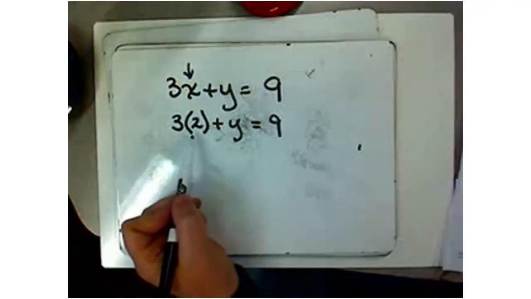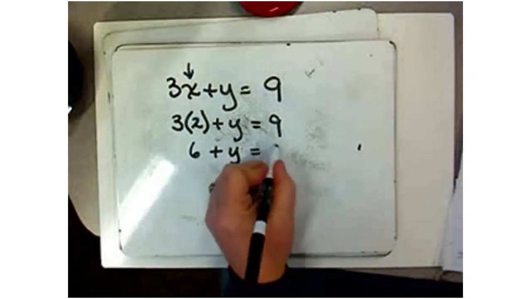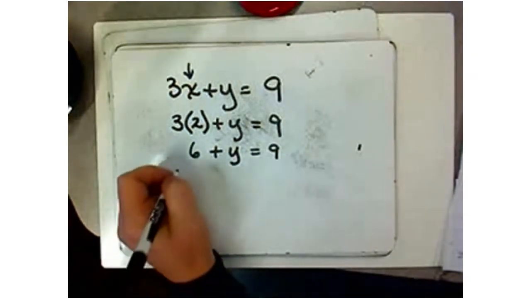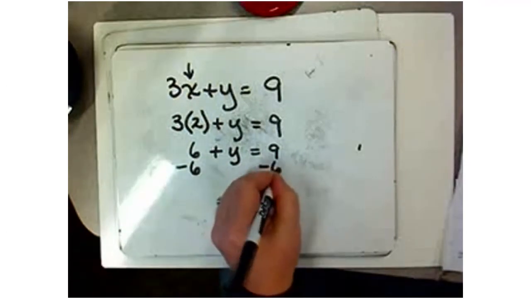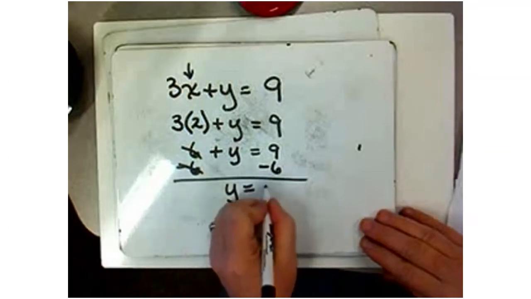Now do a little bit of basic math. 3 times 2 is 6. 6 plus y equals 9. We got to get rid of a positive 6 by subtracting 6 from both sides. So we're going to subtract 6 from both sides, and y equals 3.